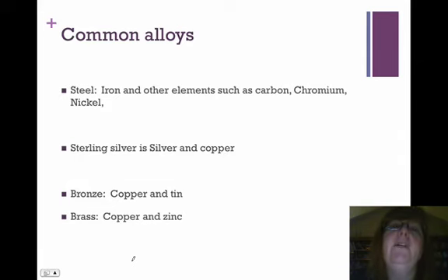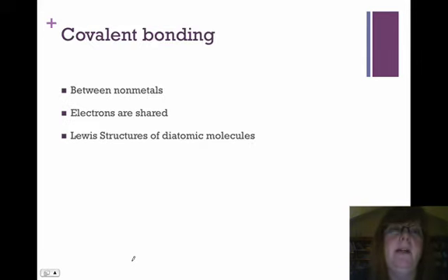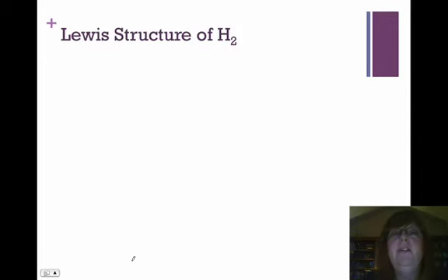So let's talk about the covalent bonding between nonmetals. These are when electrons are shared. So for the rest of this video, we are going to draw the Lewis structures of the diatomic molecules. So let's start with hydrogen. All right, hydrogen, H2, one of the diatomics. And so each hydrogen has one valence electron.